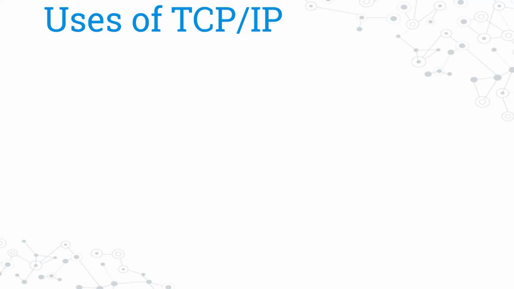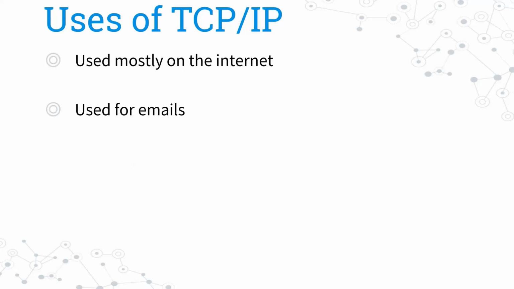So overall, TCP and IP is very, very popular. They are used for several kinds of communications. They're used mostly on the internet, used for emails. Whenever you're sending emails, you are using TCP/IP. And of course, whenever you're playing video games as well. These are all examples of where the TCP and IP would come into play. So that's it for the TCP/IP.